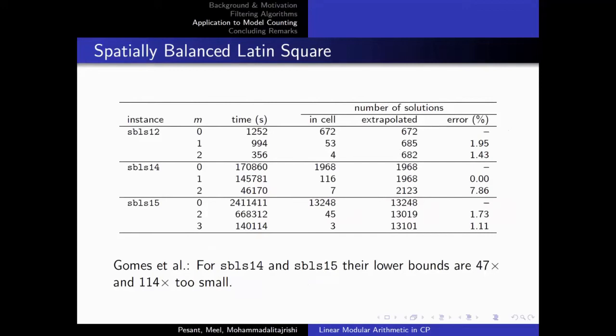So there's a moderate speed up. We get an error that's within 1 or 2%, maybe, in many cases. And to put things in perspective, Gomez et al. for the size 14, order 14, order 15 instances have lower bounds that are a factor 47 or up to 2 orders of magnitude too small.